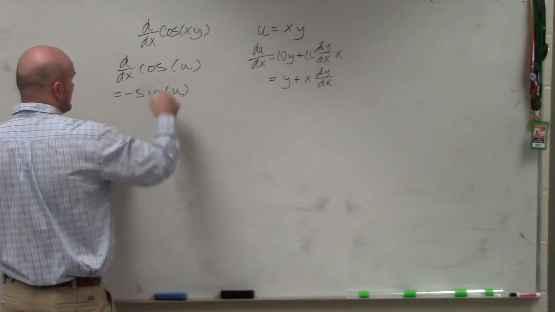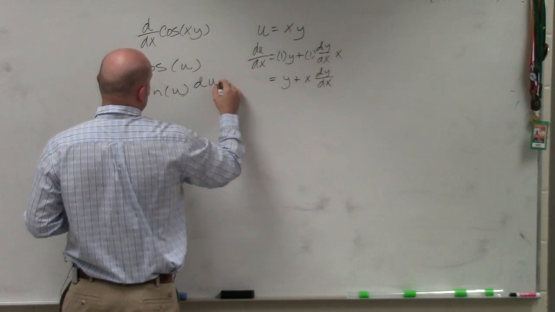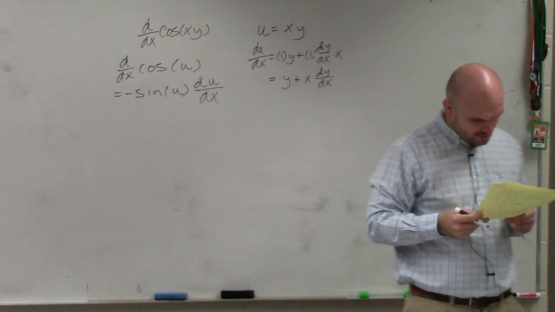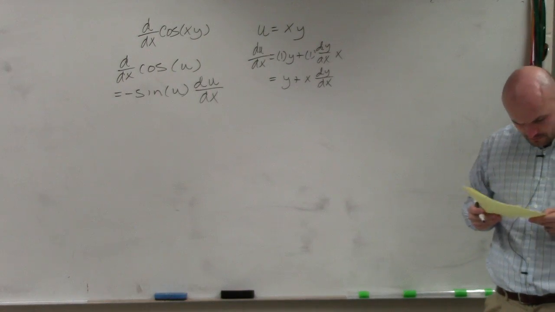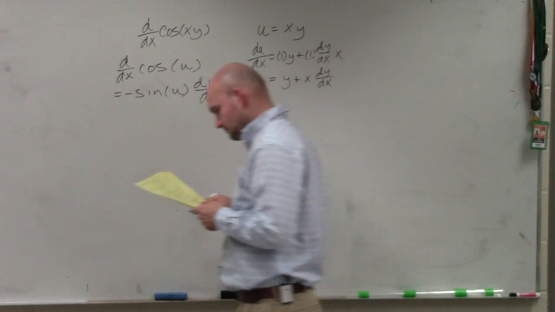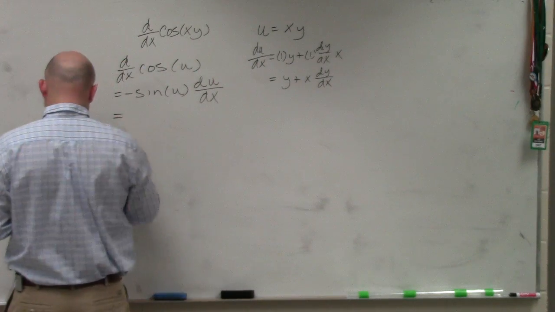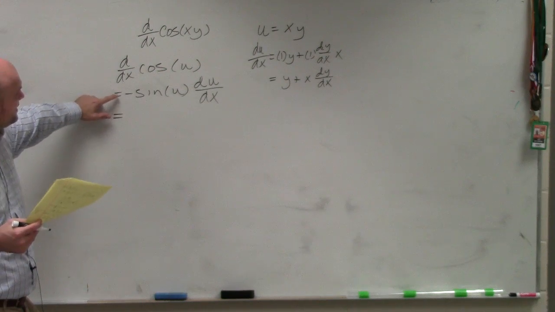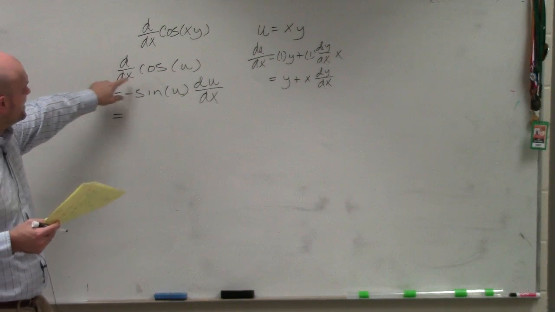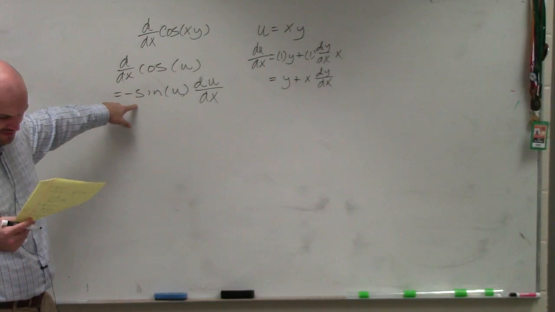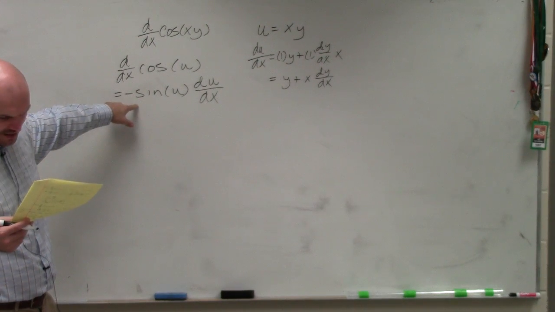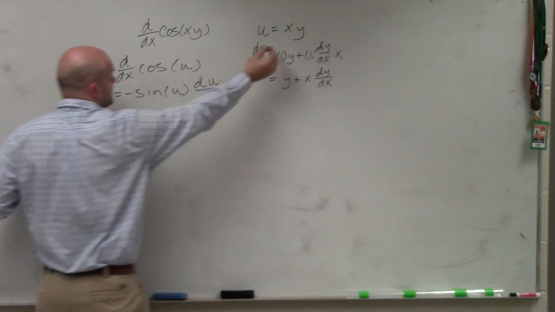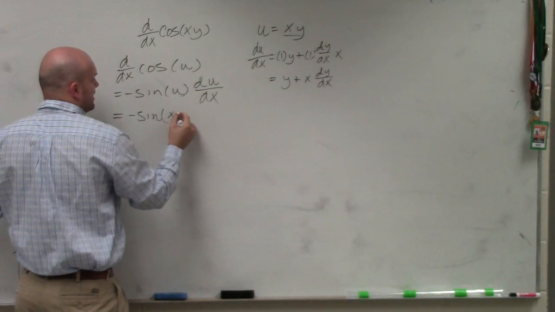And d over dx of cosine of u is going to give me the derivative of u over dx. So now, taking my derivative of d over dx cosine of u, my derivative here is going to be negative sine of u. But remember, we have to plug in the inside function. So it's going to be negative sine of my u, which is really xy.